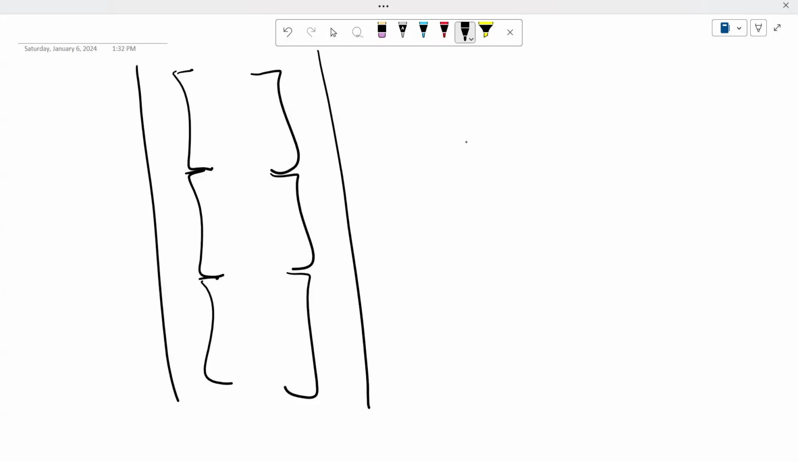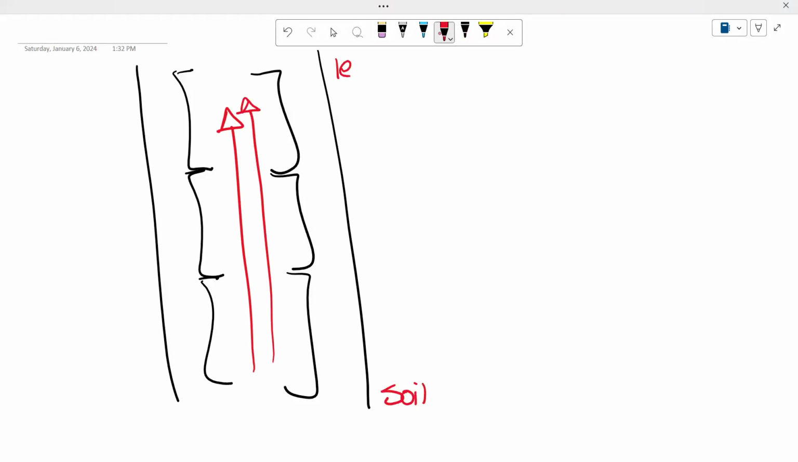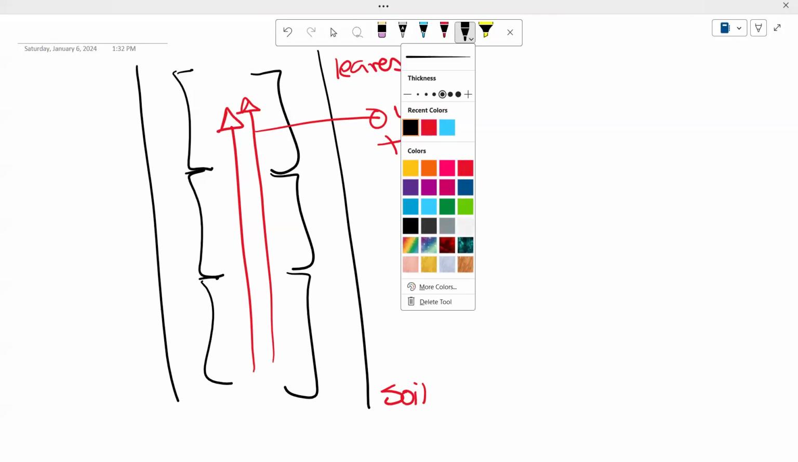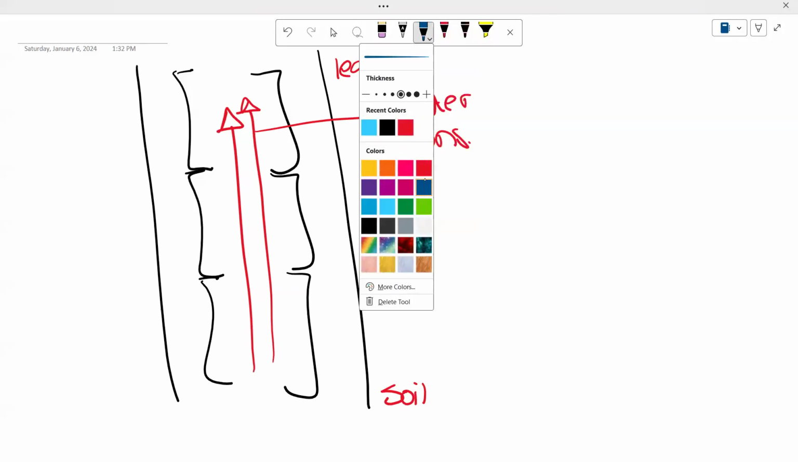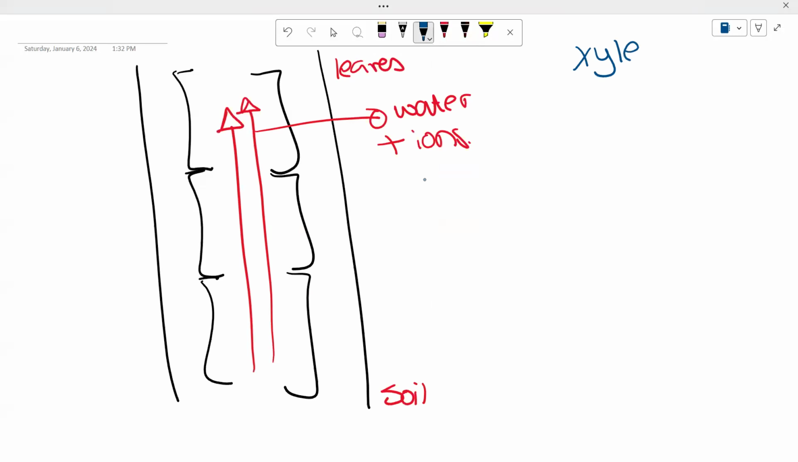This is how you will draw the xylem. That's it. It will take you 30 seconds to draw the xylem, and you can also draw arrows moving in one direction only, from the soil to the leaves, from bottom to top. These arrows represent the movement of water and mineral ions. Now, describing the xylem, let me change color. Describing the xylem, don't forget, it's a tissue.